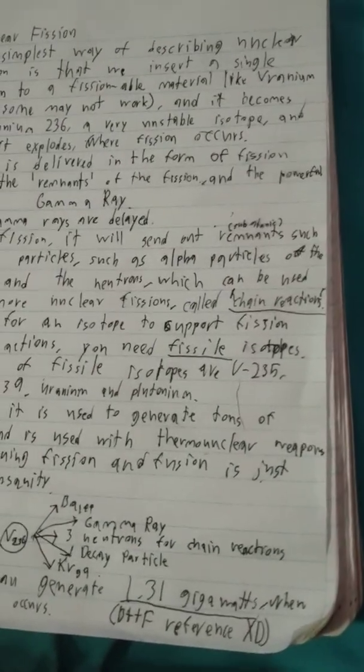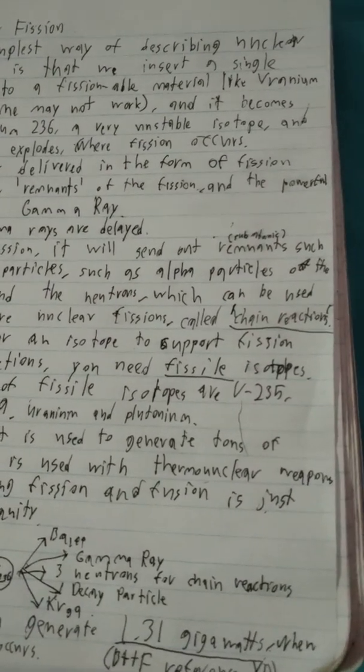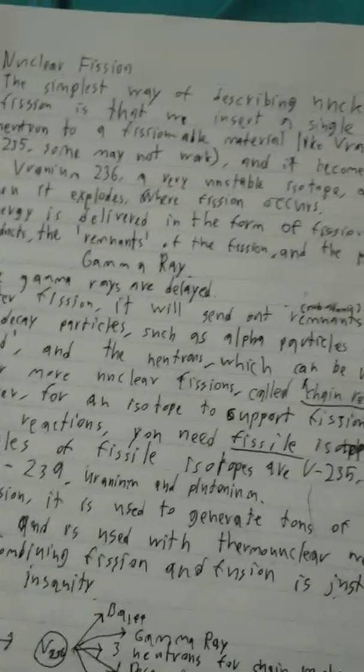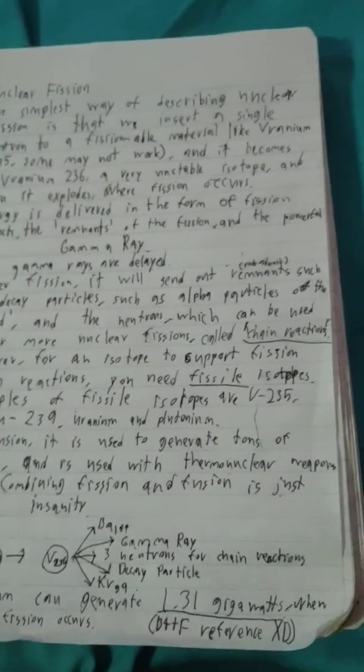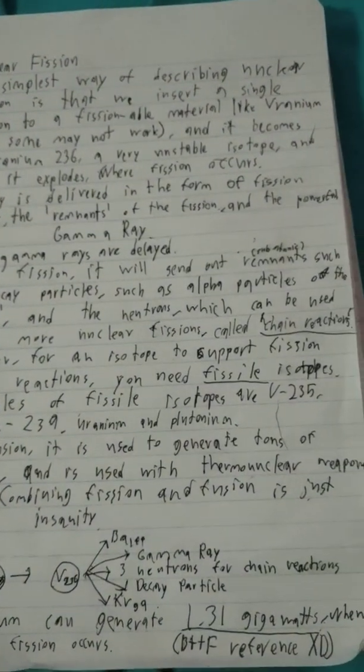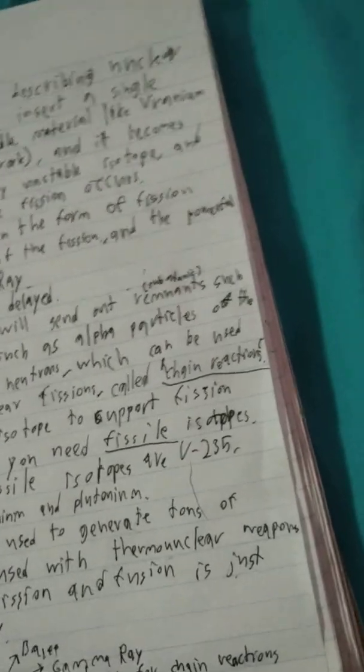After that, you can also do a chain reaction, due to the fact that fission will also release neutrons, which can be used for more chain reactions, because neutrons are required in order to trigger fission. So therefore, we could use chain reactions. We'll be able to support fission chain reactions by putting some fissile isotopes such as uranium-235 and plutonium-239.